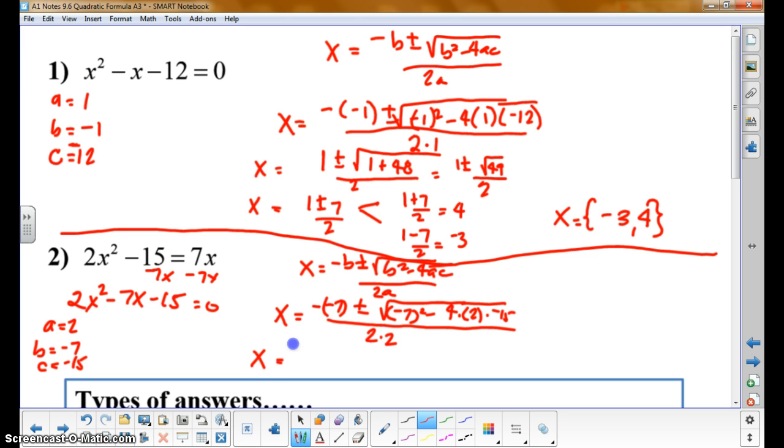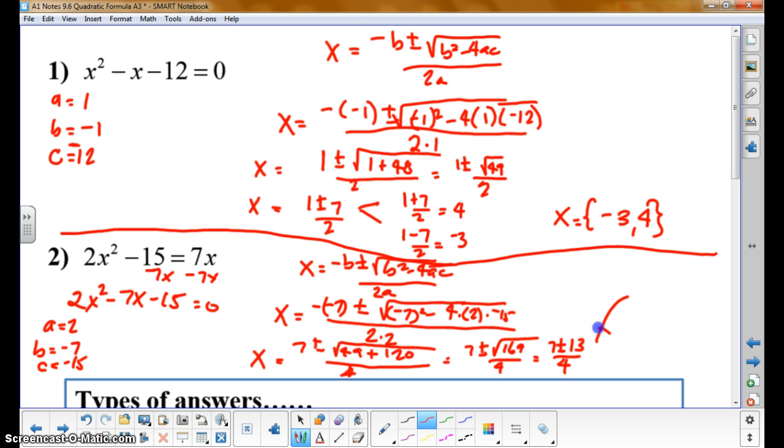So x is equal to 7, because that goes to a positive 7, plus or minus the square root of 49 plus 120, over 4. So that equals 7 plus or minus the square root of 169, over 4. And the square root of 169 is actually an integer number. That's 7 plus or minus 13 over 4.